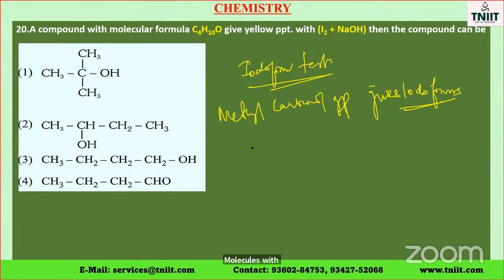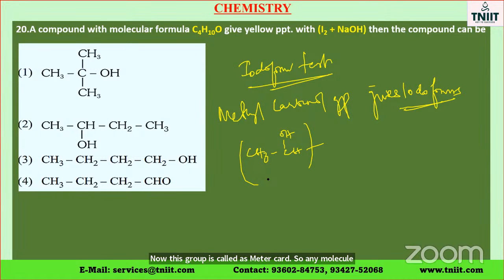What is this methyl carbinol? A methyl group, CH and OH. This group is called methyl carbinol. So any molecule which contains a methyl carbinol group will give the iodoform test. Here, if you observe, only the second molecule has the methyl carbinol group, so it will answer the iodoform test. Hence, the answer for this question is option 2.